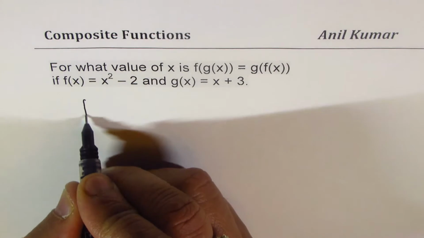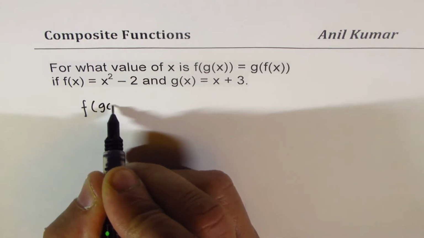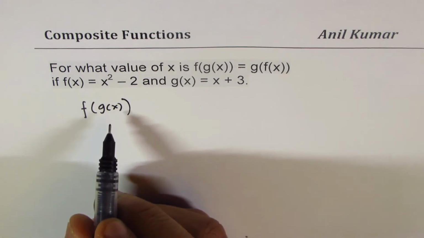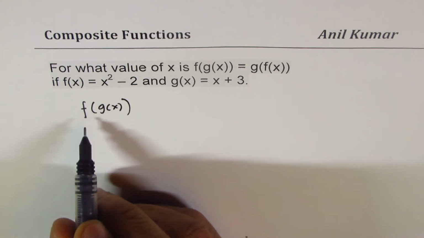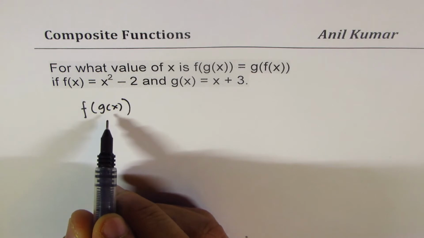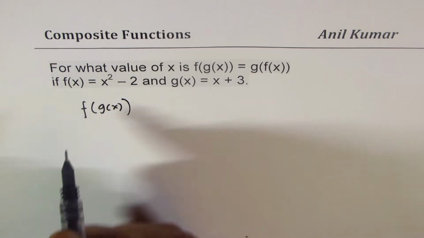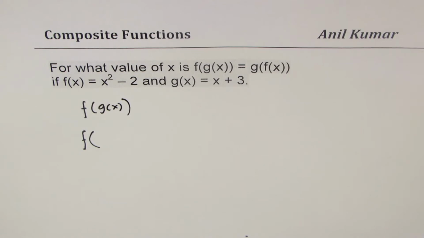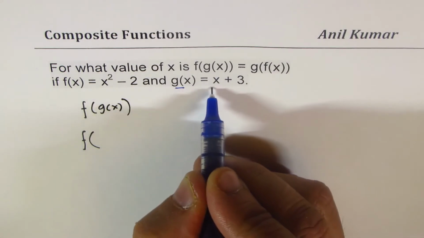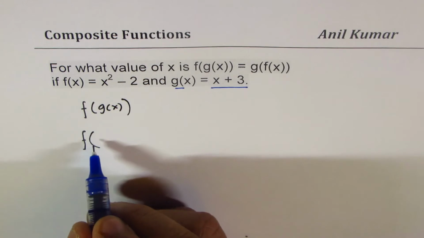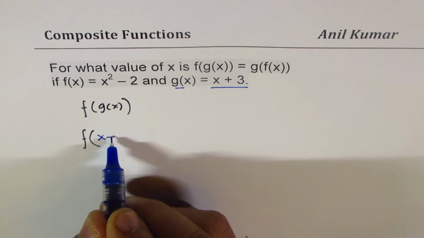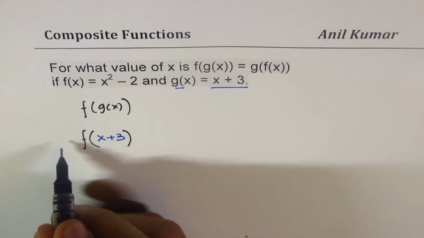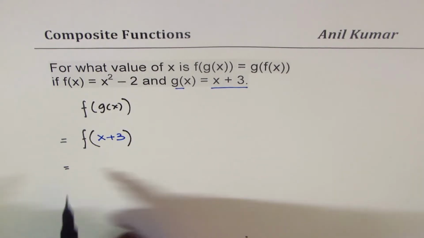So let's figure out what is f of g of x. Now whenever you write a function like this, it's called a composite function. It is composed of two functions. You have to always start from inside out, right? So basically it is f of, now what is g of x? G of x is given to us as x plus 3. So we'll replace this value with x plus 3, correct? So that is how you have to understand the function.